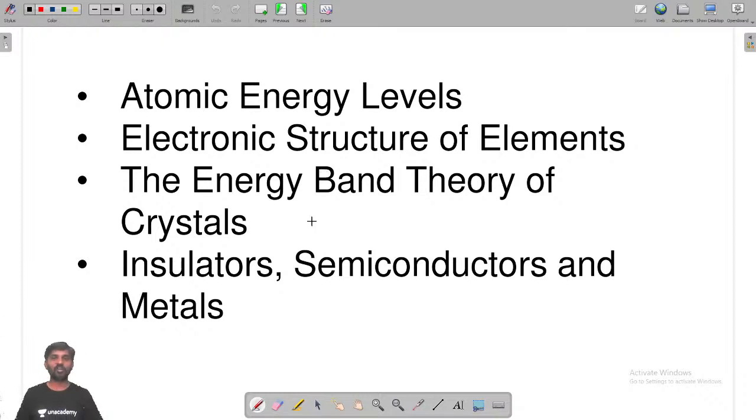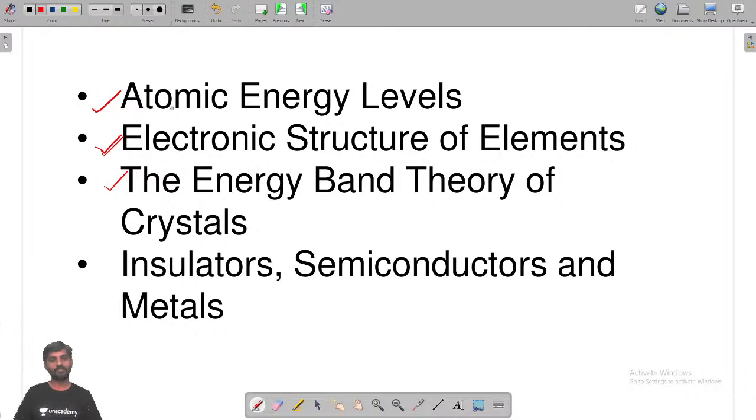So today's topics are atomic energy levels, which is the first topic, and the second topic is the electronic structure of elements. This is a very important topic also. Of course, all the four topics are very much important. The energy band theory of crystals is also important, and the last one is insulators, semiconductors, and metals. Each of them is interlinked.